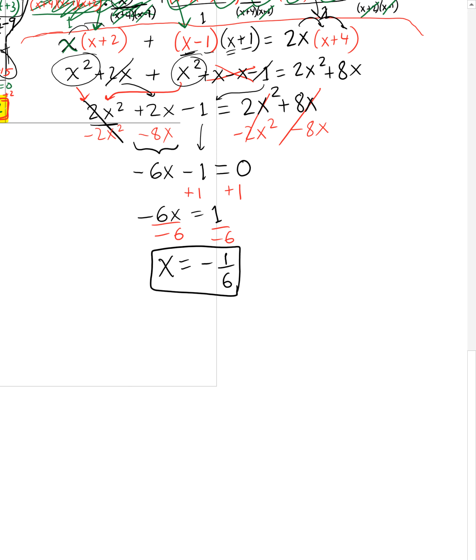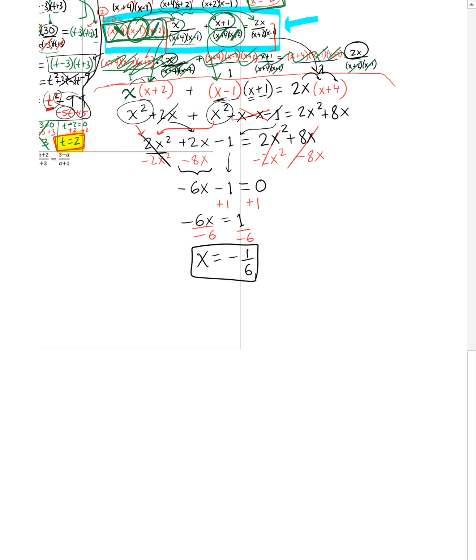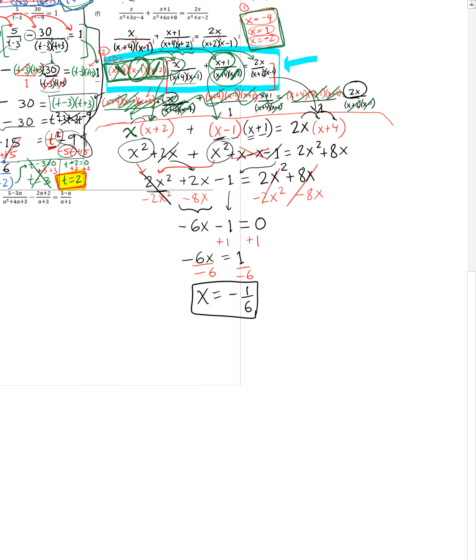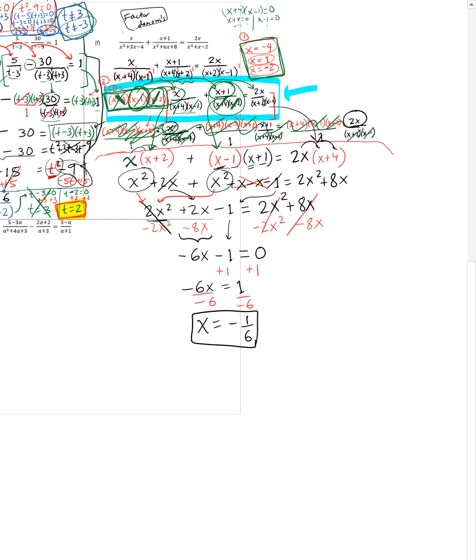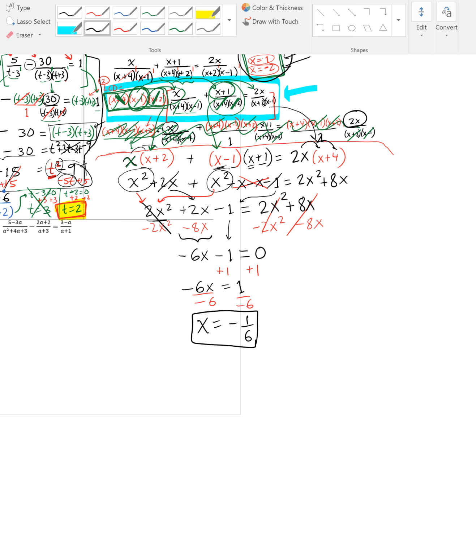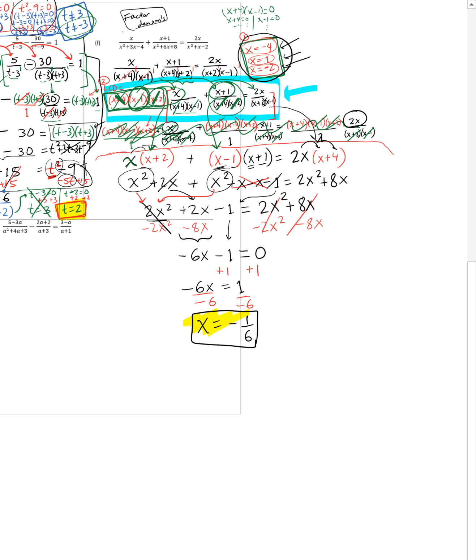But I should make sure that that's not one of the values we got from step 1. We didn't, huh? Step 1 we got negative 4, 1, and negative 2. But I don't have that value in my solution, so I'm good. I get to keep this guy. Whew, that was bad. Oh my gosh.